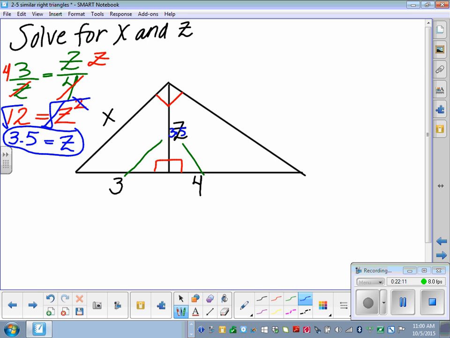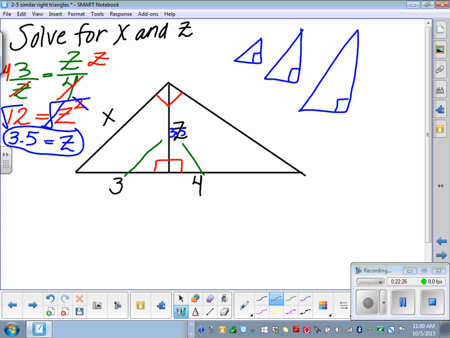Okay, so let's set up our 3 triangles. We have our small right triangle, our medium-sized right triangle, and our large right triangle, right? Guys, this is the hard part, so you need to be with me. On my small triangle, right here. Now the reason I knew this was small is 3 is smaller than 4. So this is my small triangle.